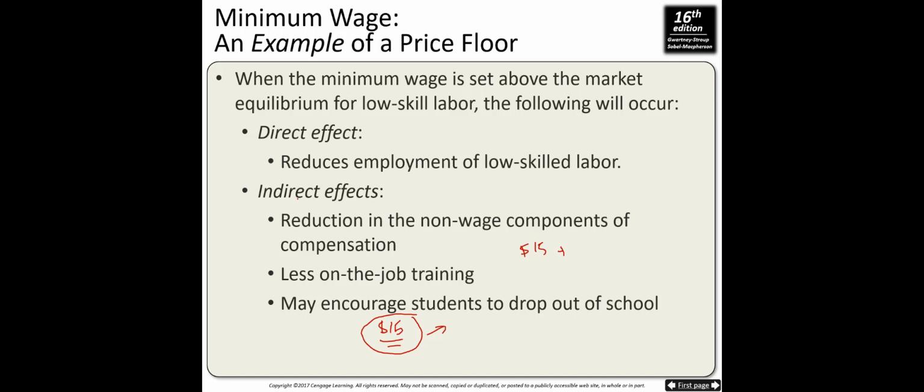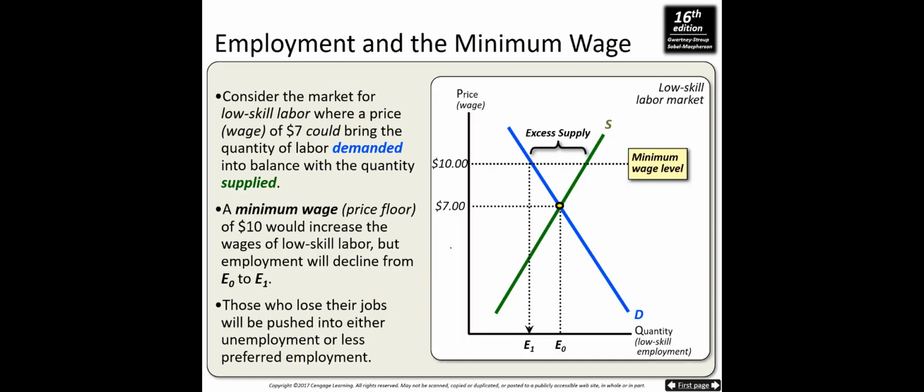So the direct effect is that it reduces employment of low-skilled labor. Remember, there's going to be unemployment, and the number of people hired at that wage drops down. Now here, consider the market for low-skilled labor, which we have done already. In this example, the equilibrium wage is 7, but the minimum wage is set to 10. So nothing is allowed below, and that is going to create an excess supply.